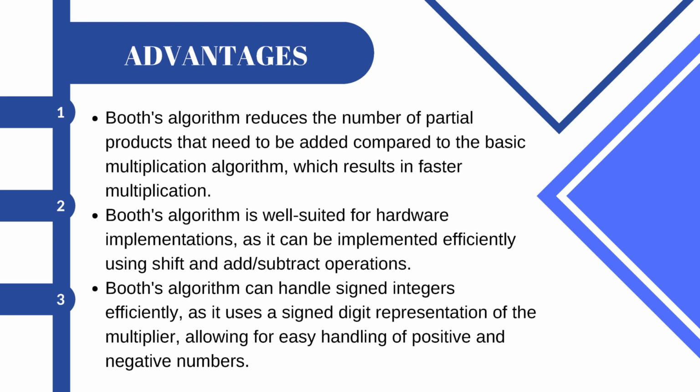Advantages. Booth's algorithm reduces the number of partial products that need to be added compared to the basic multiplication algorithm, which results in faster multiplication. Second point. Booth's algorithm is well suited for hardware implementation, as it can be implemented effectively using shift and add-subtract operations. Third point. Booth's algorithm can handle signed integers effectively, as it uses signed digit representation of the multiplier, allowing for easy handling of positive and negative numbers.